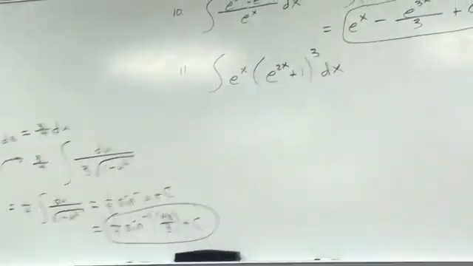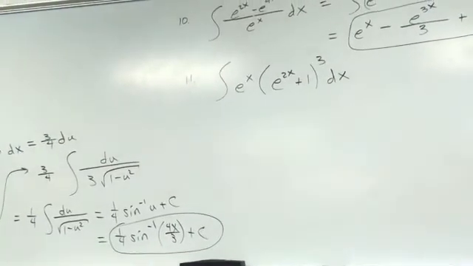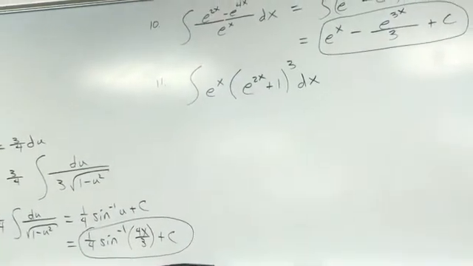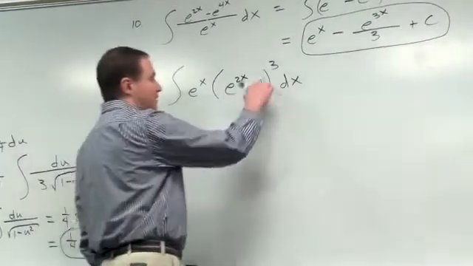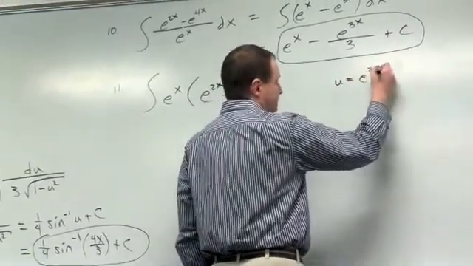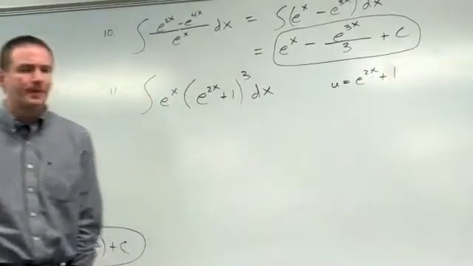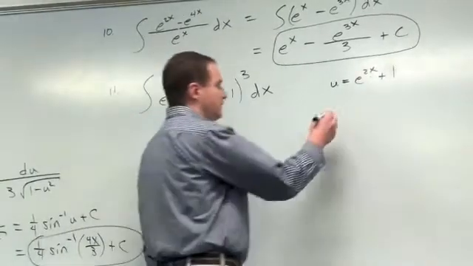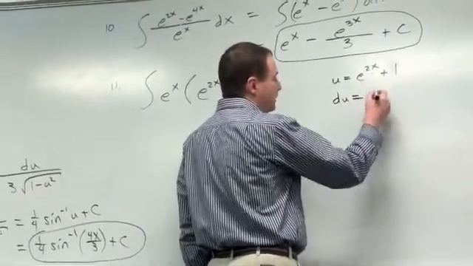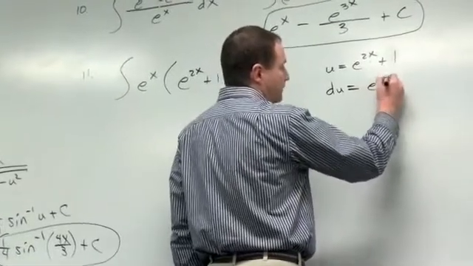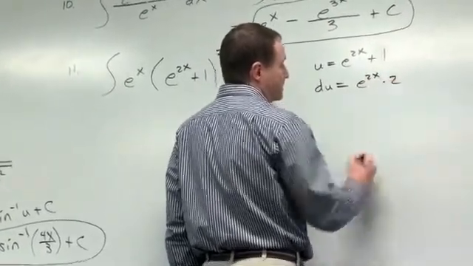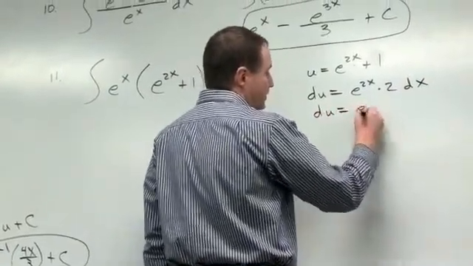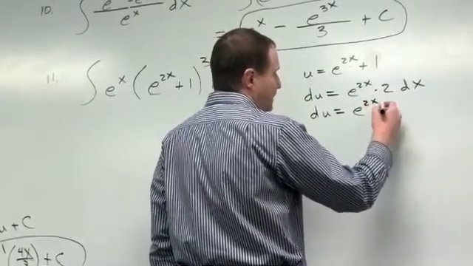So if I said, hey, let's use substitution on this, the obvious substitution is, great, what's inside a group to a power? Okay. So if I let u equal e to the 2x plus 1, then I'd say then du is equal to e to the 2x times the derivative of its exponent times 2 dx. And uh-oh, I see a problem. The problem is I'm repeating myself.